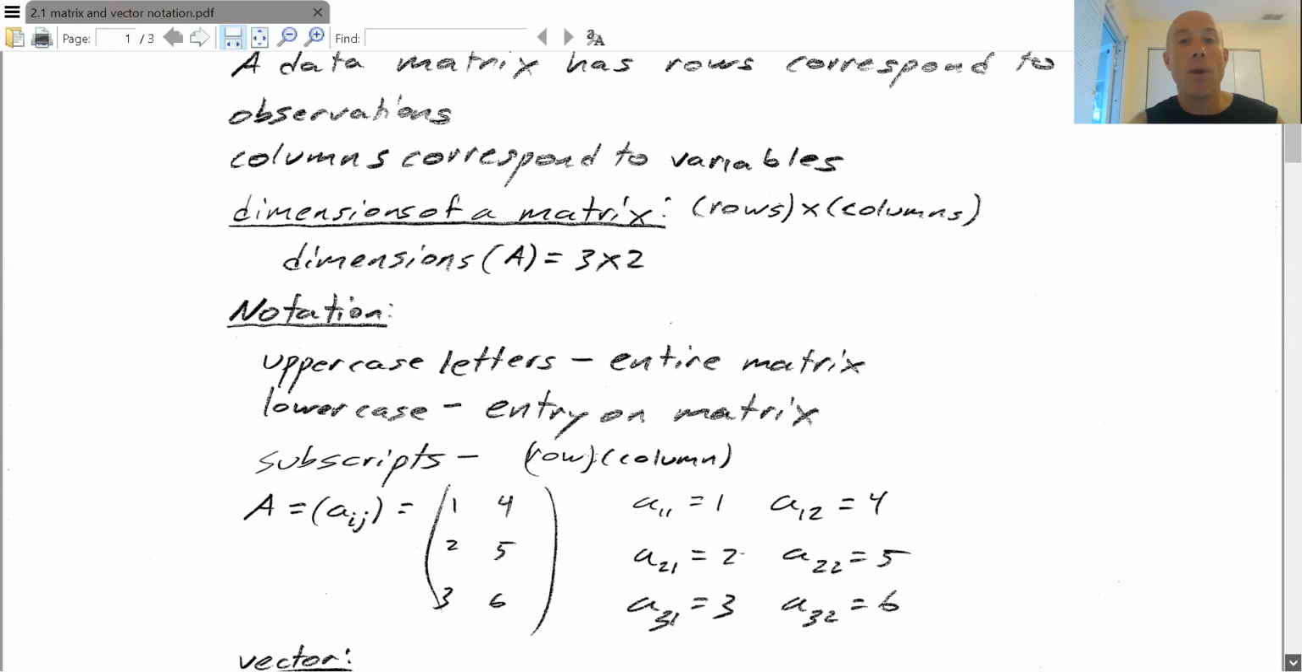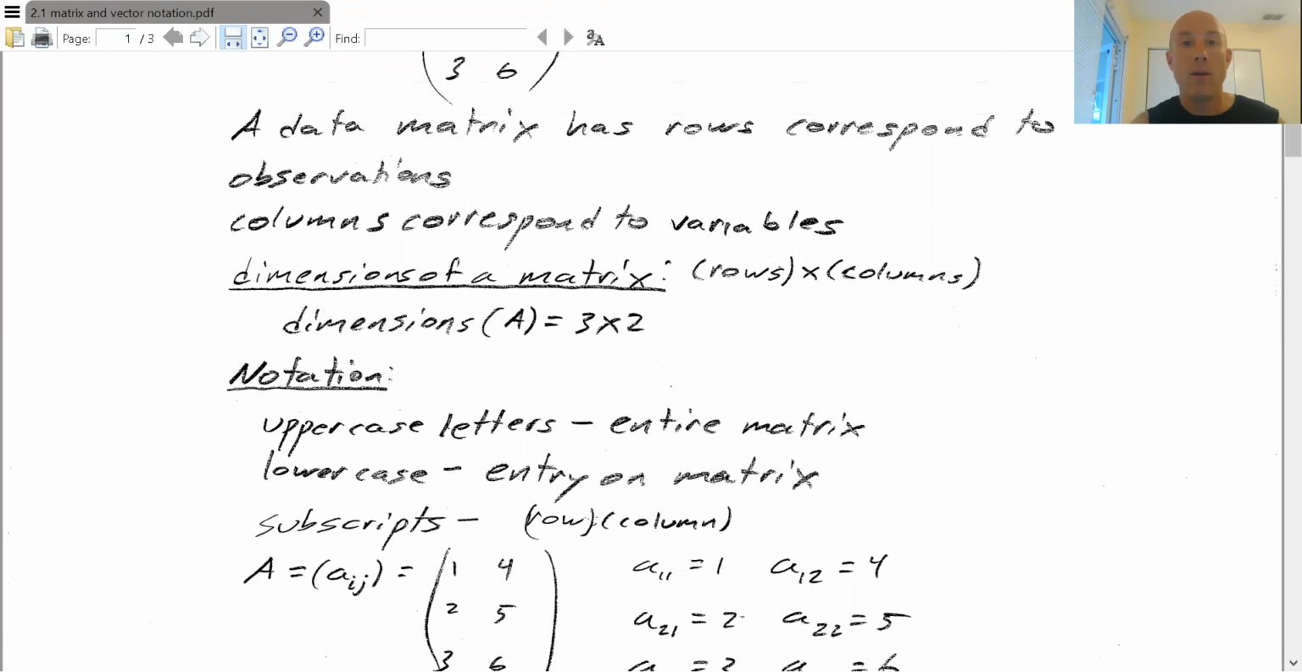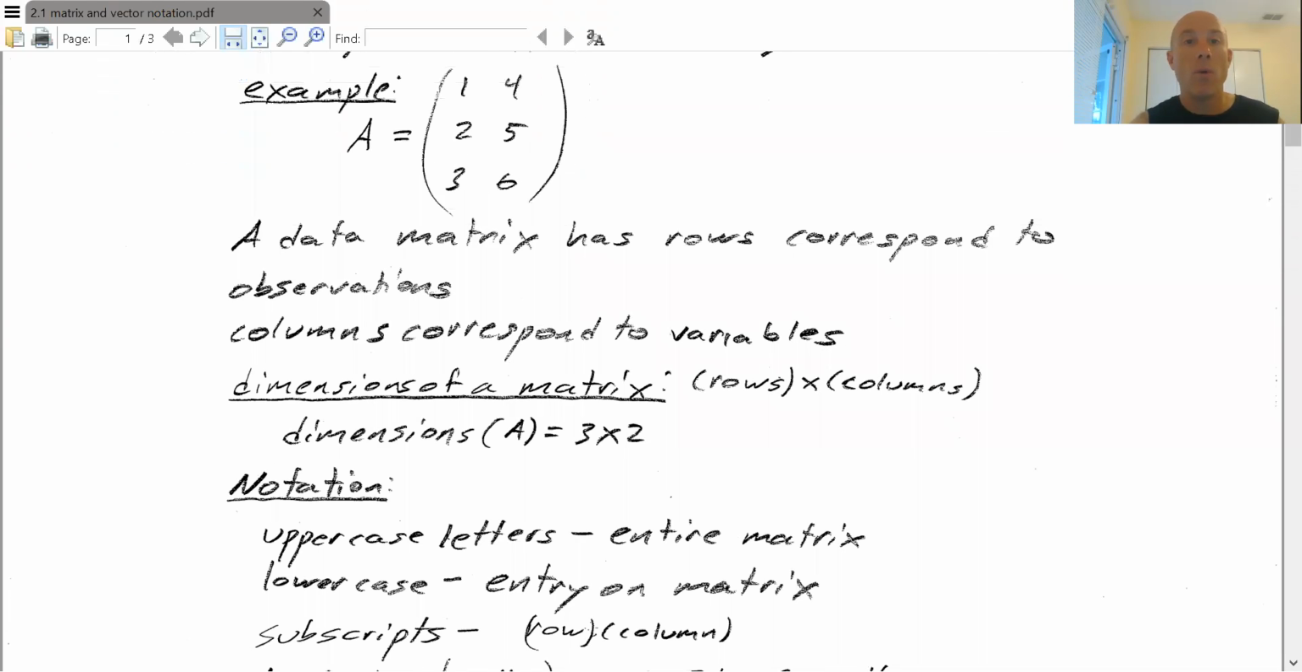Now, the dimensions of a matrix always go rows before columns. So if we look back at A from a moment ago, we can see that we have 1, 2, 3 rows and 2 columns. Rows before columns, it's a 3 by 2 matrix. So you'll hear the dimension of it is just 3 by 2.